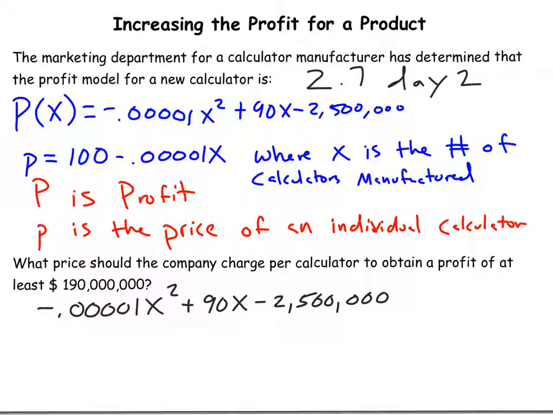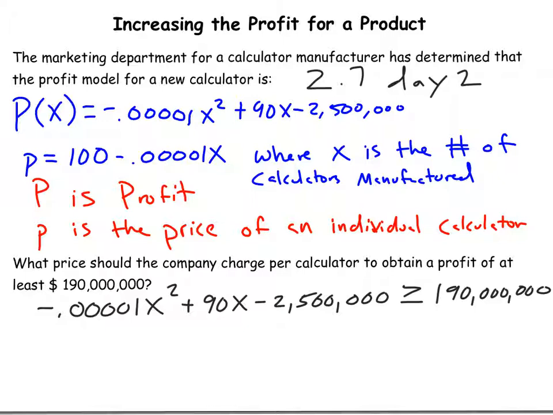Two things that I noticed with that leading coefficient. It's really small, which means this quadratic is super, super wide. It's not one of those that's been transformed and made taller or skinnier. It's really wide and it opens down, because it's negative. And I need to find some values for x that will make this at least 190 million.